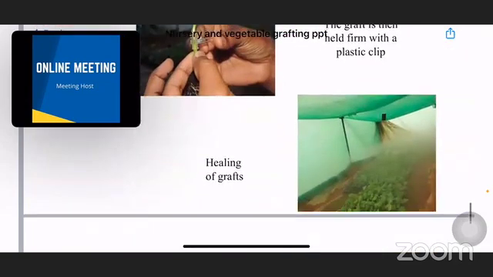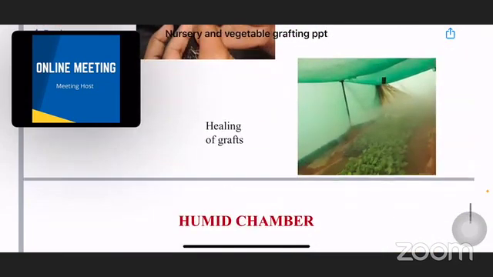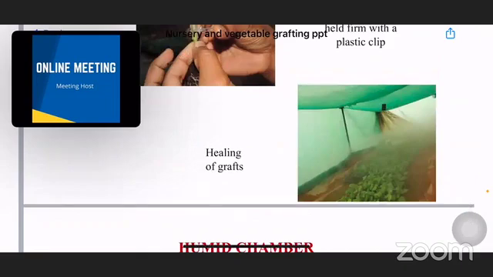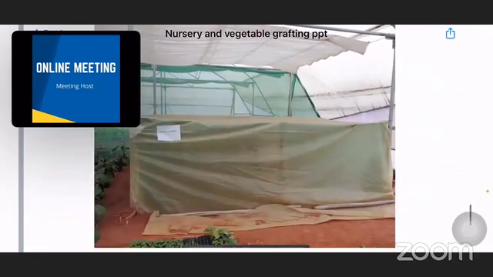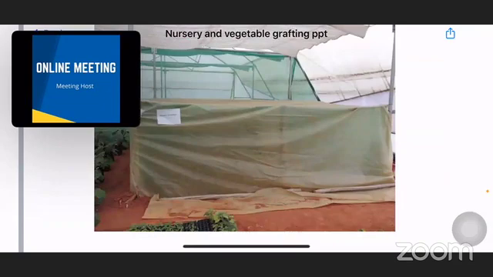After grafting, we have to place the seedlings in the humid chamber. This is the humid chamber. We have to cover the chamber with thick polythene so that it creates humidity. It will be helpful for the healing of the grafts. It has to reunite, right? We are cutting the vascular bundles, not completely, but half of them. So the graft rootstock and scion have to reunite.